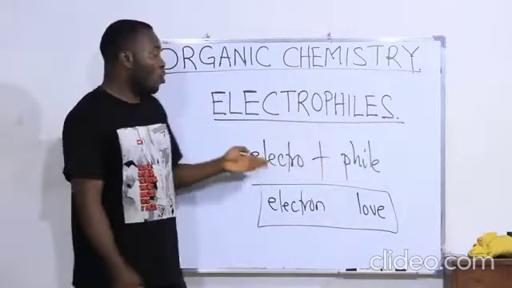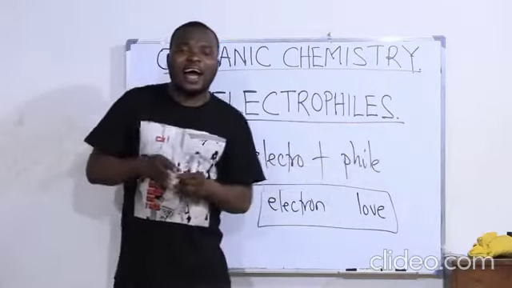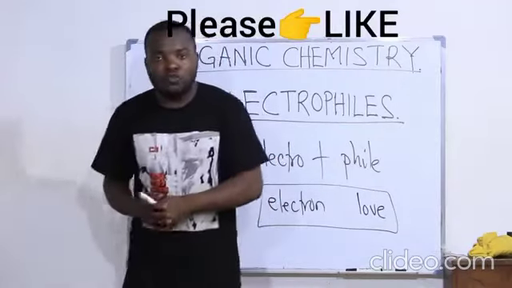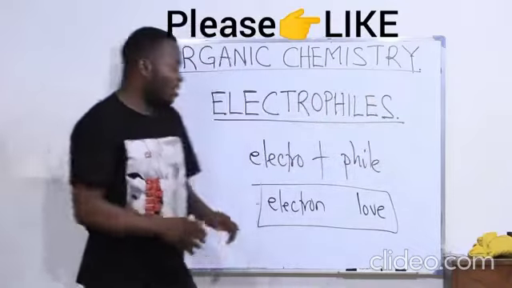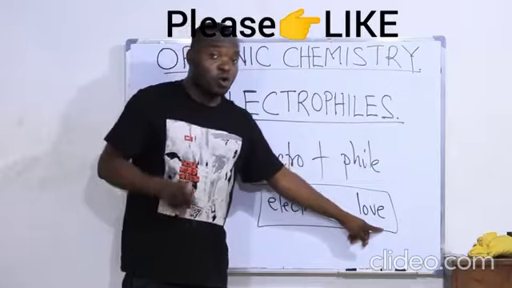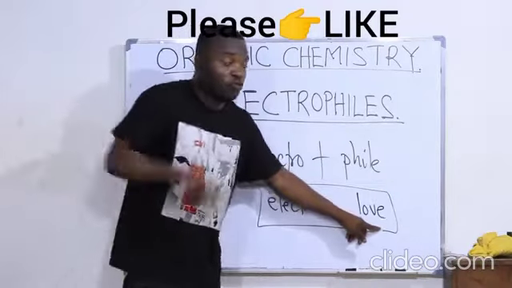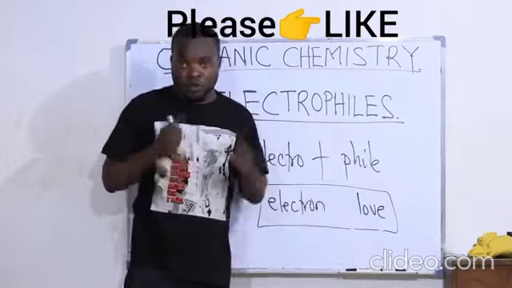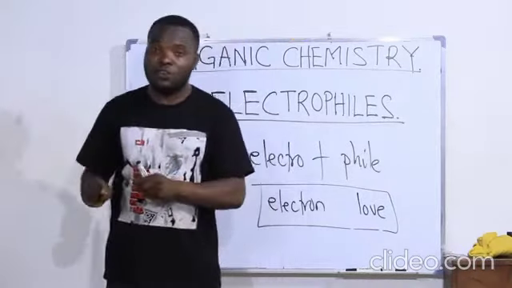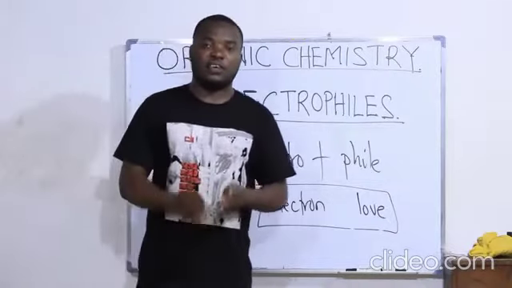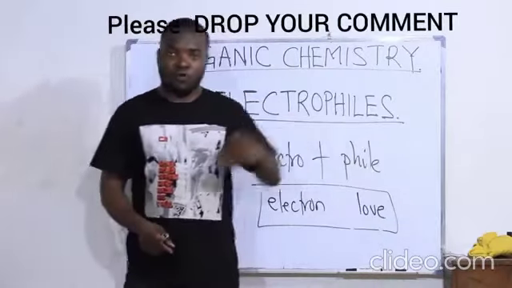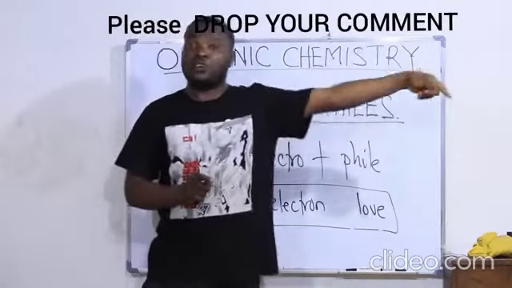So electrophiles are deficient of electron. They are lacking electron. So they will be attracted to a negative charge. That's why they are called electron-loving substances. And for them to be in love with the electron, it means they are lacking electron, so they will need to gain electron. Remember this, electrophiles are electron-loving substances which are deficient in what? Electron, and are capable of accepting electron from an electron-rich substance.